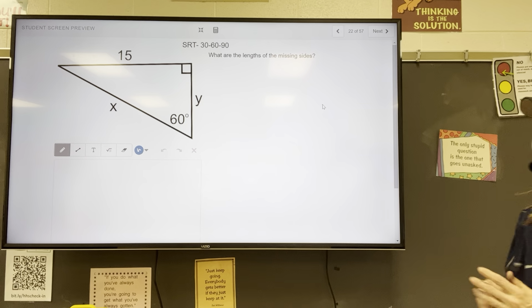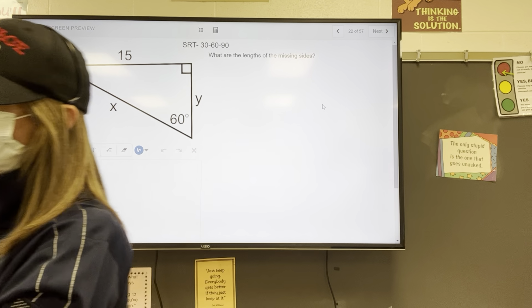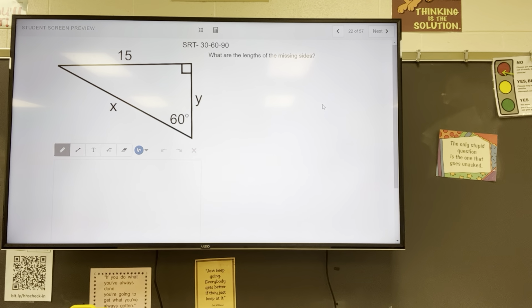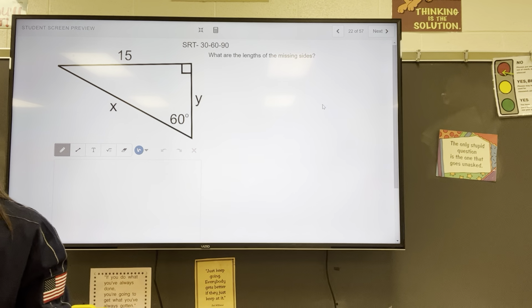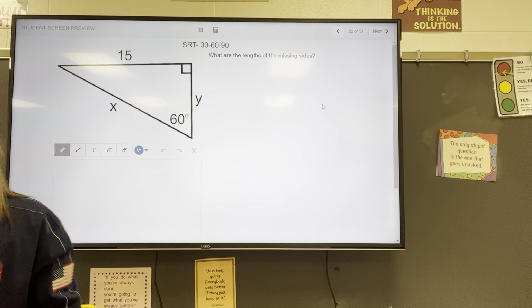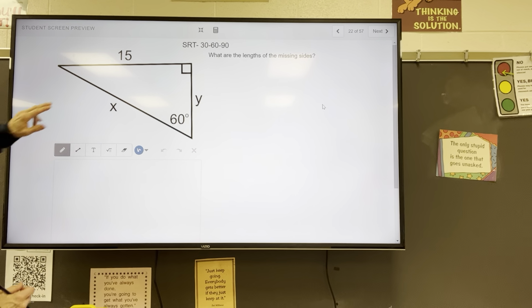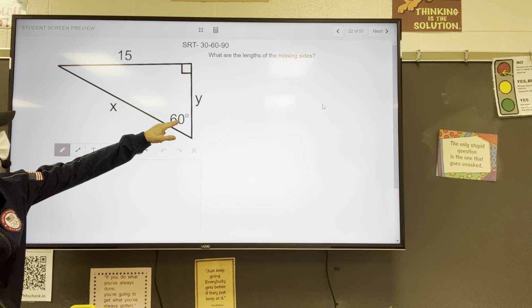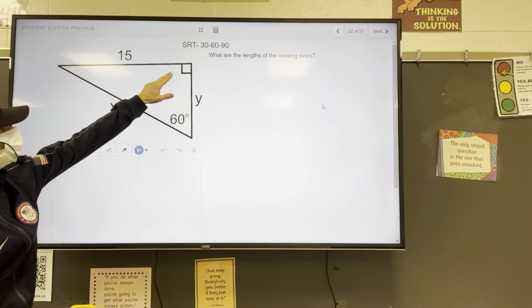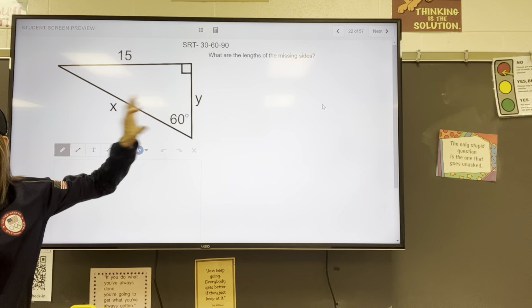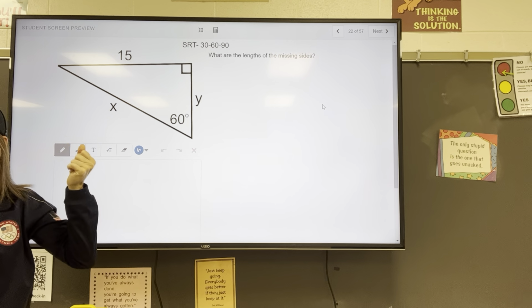Okay, this is the most difficult type of problem you're going to get for a 30, 60, 90 triangle. Ready? Okay. 60-degree angle is right here. That makes this 30, and that's 90. This is a 30, 60, 90 triangle. It's special. We know the relationships.